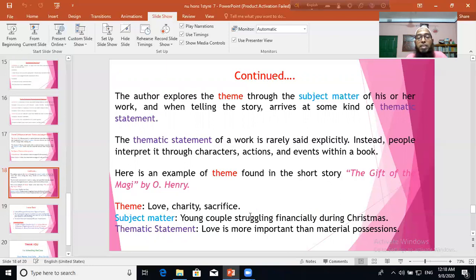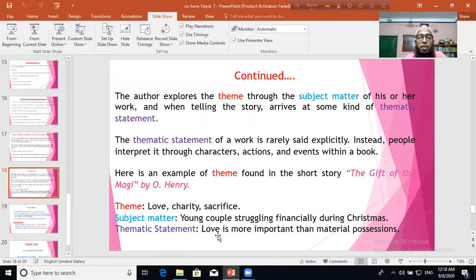Subject matter is the activities that are happening in the story. But what is theme? The inner thing, the abstract idea. What is the main message, or what is the main idea the writer is going to show? That is what the story is going to deal with. That is love, charity, sacrifice. These are the things as a theme.